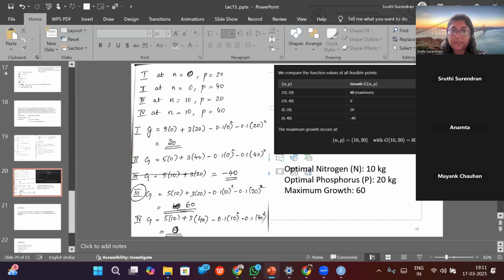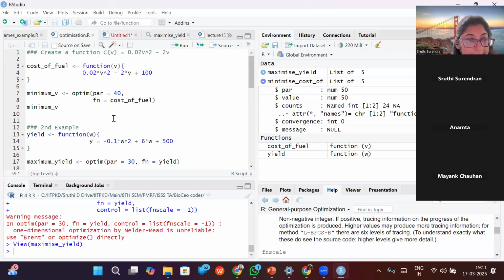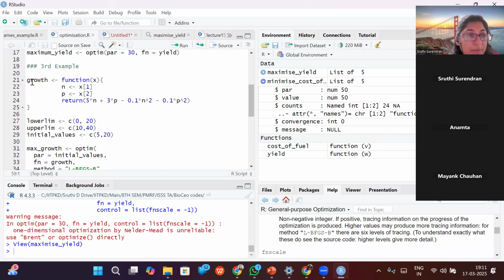Now, we will do the same thing in R. I've done this here. Okay. So here what is happening is we are defining the function growth as a function of x. But since there are two variables and since this optim function can only take one argument inside this bracket, it cannot take n comma p like this. It can only take one argument.